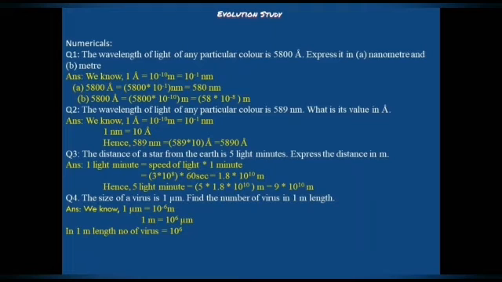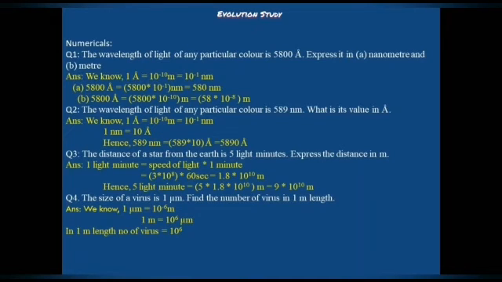Question number 3 says the distance of a star from the earth is 5 light minutes. Express the distance in meter. So first of all you have to write 1 light minute is equal to speed of light into 1 minute, which is 3 into 10 to the power 8 into 60 seconds, which is 1.8 into 10 to the power 10 meter. Hence 5 light minutes is equal to 5 into 1.8 into 10 to the power 10 meter, which is 9 into 10 to the power 10 meter.